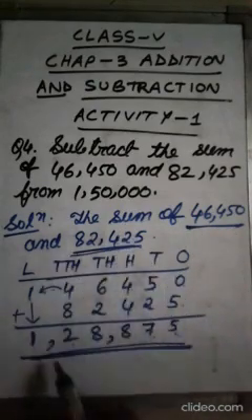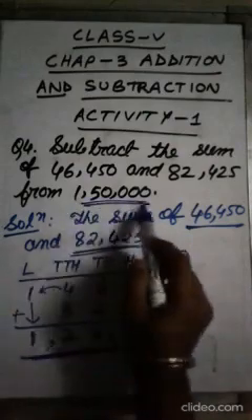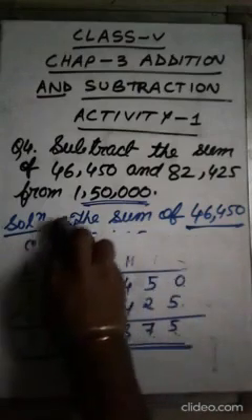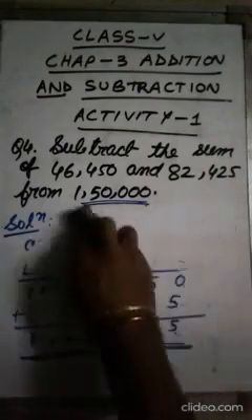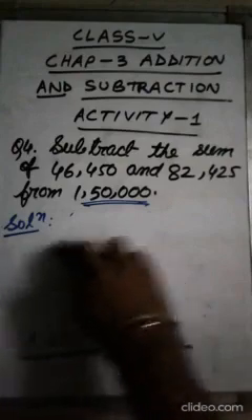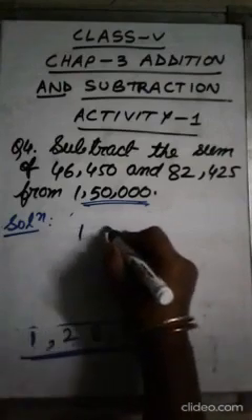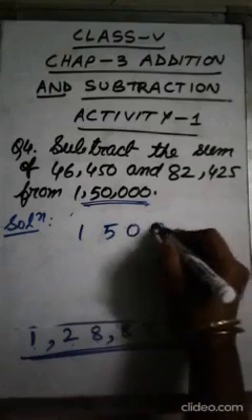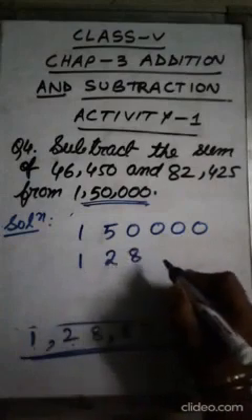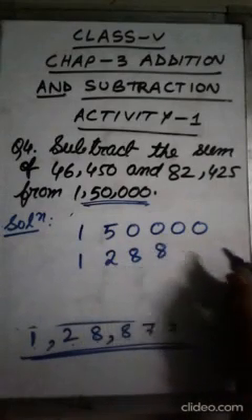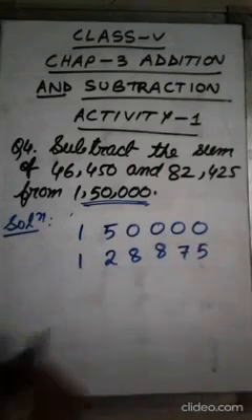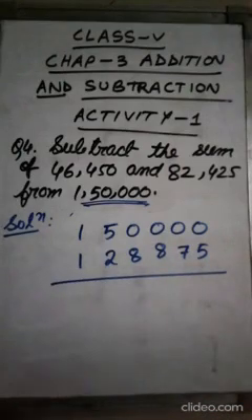Now we have to subtract this value from 1,50,000. So how to do this? Subtraction I shall be doing here. 1,50,000. How much do I have to subtract? 1,28,875. So here you can see that we have 0.